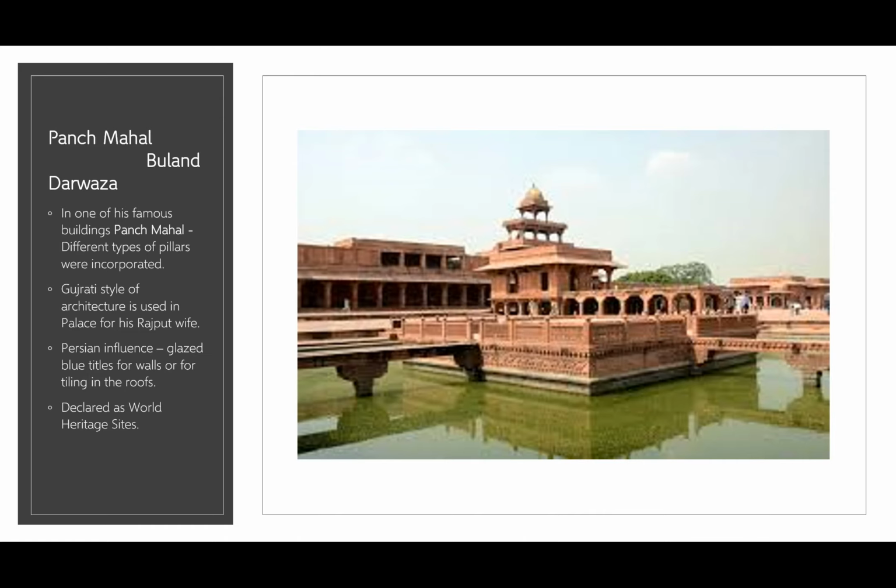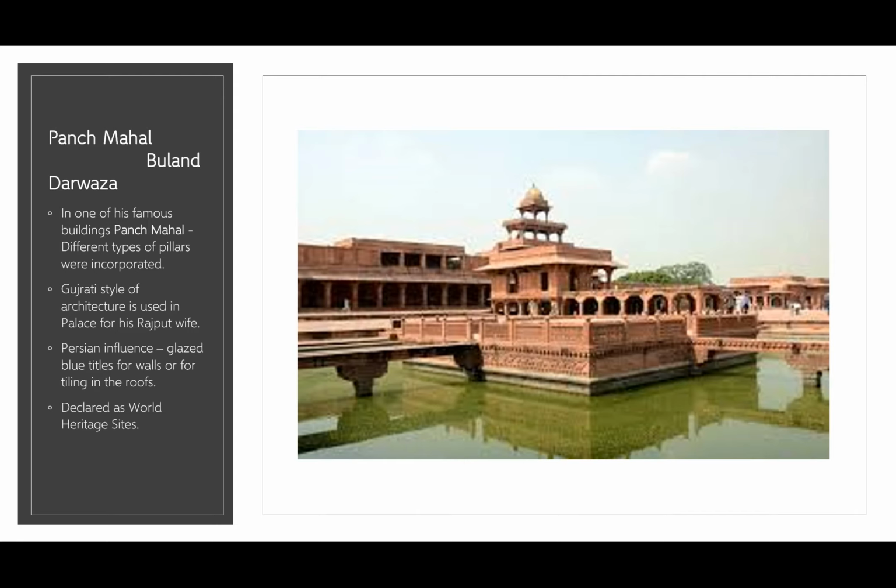They had these glazed, glazed means shiny blue tiles, for the walls or for the tiling in the roof. So they have also used the Persian influence by using the shiny blue tiles. Right, now this site, the Panch Mahal, is also declared as one of the World Heritage Sites.